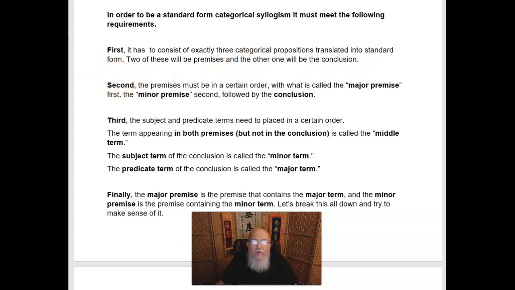Now, second, the premises must be in a certain order, with what is called the major premise first, the minor premise second, followed by the conclusion. Third, the subject and predicate terms need to be placed in a certain order. The term appearing in both premises, but not in the conclusion, is called the middle term. The subject term is called the minor term. And the predicate term is called the major term. Finally, the major premise is the premise that contains the major term, and the minor premise is the premise containing the minor term.